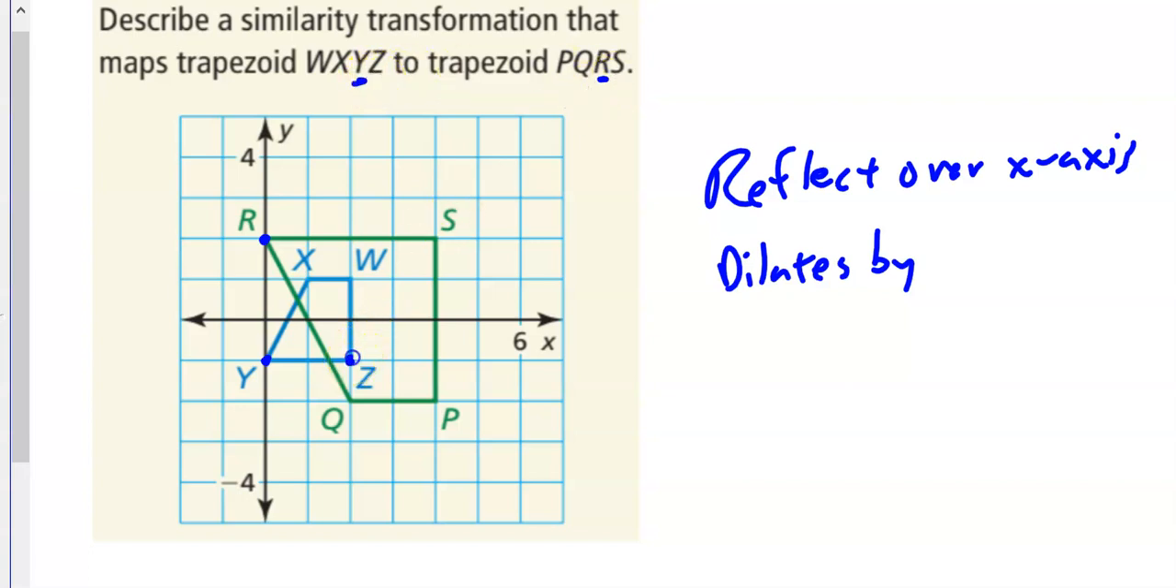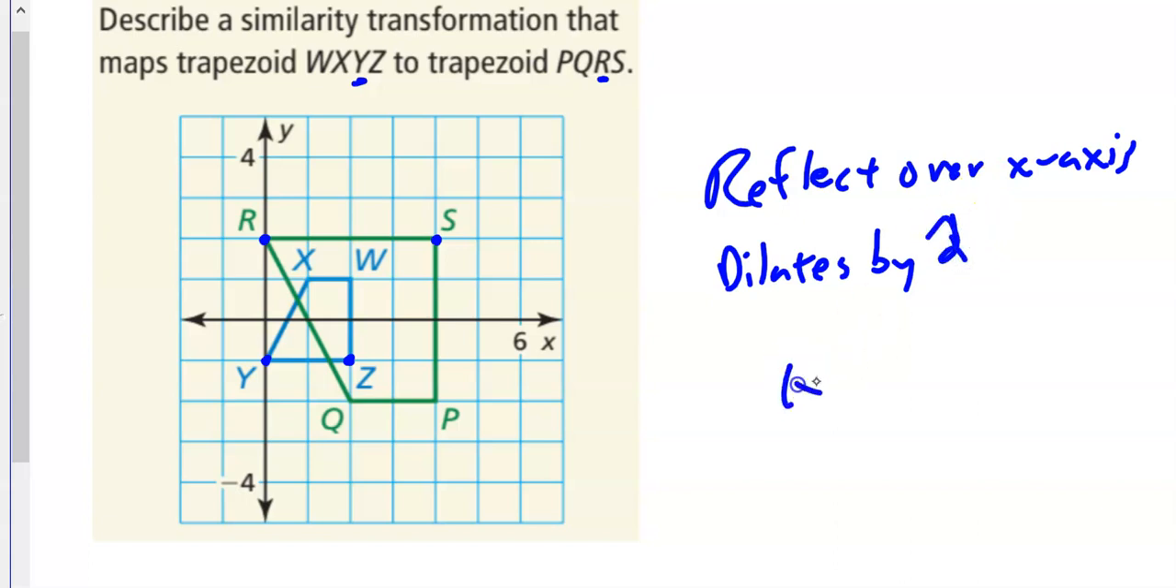So Z, this goes from negative 1. Now that also goes to positive 2. Okay? But it also moved my x's. So my x here was 2, then it went over to 4. So hopefully you're realizing, yeah, I'm doubling my y's, but I'm also doubling my x's. So I'm dilating by 2.